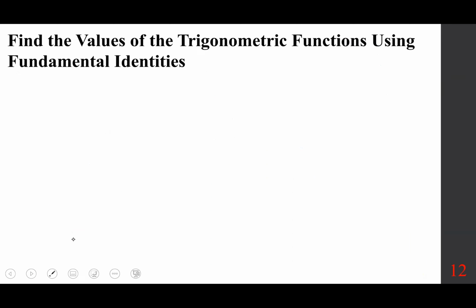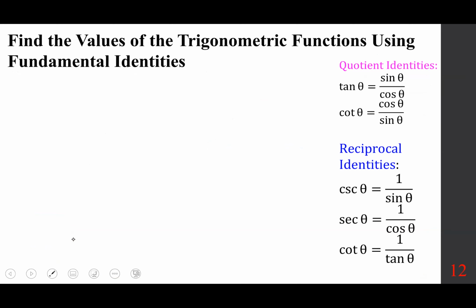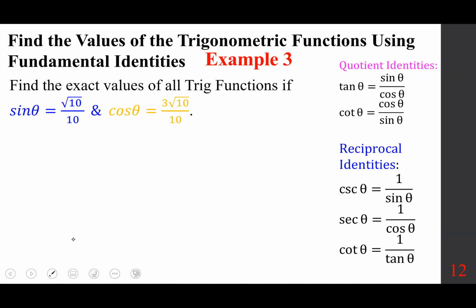We want to find the values of trig functions using fundamental identities. And these are some of them: quotient and reciprocal identities, and I hope you remember the Pythagorean identities as well. We're going to use those for this one. Sine is given as square root of 10 over 10, and cosine is given as 3 square root of 10 over 10. So first and foremost, we can find the tangent, which is sine over cosine.